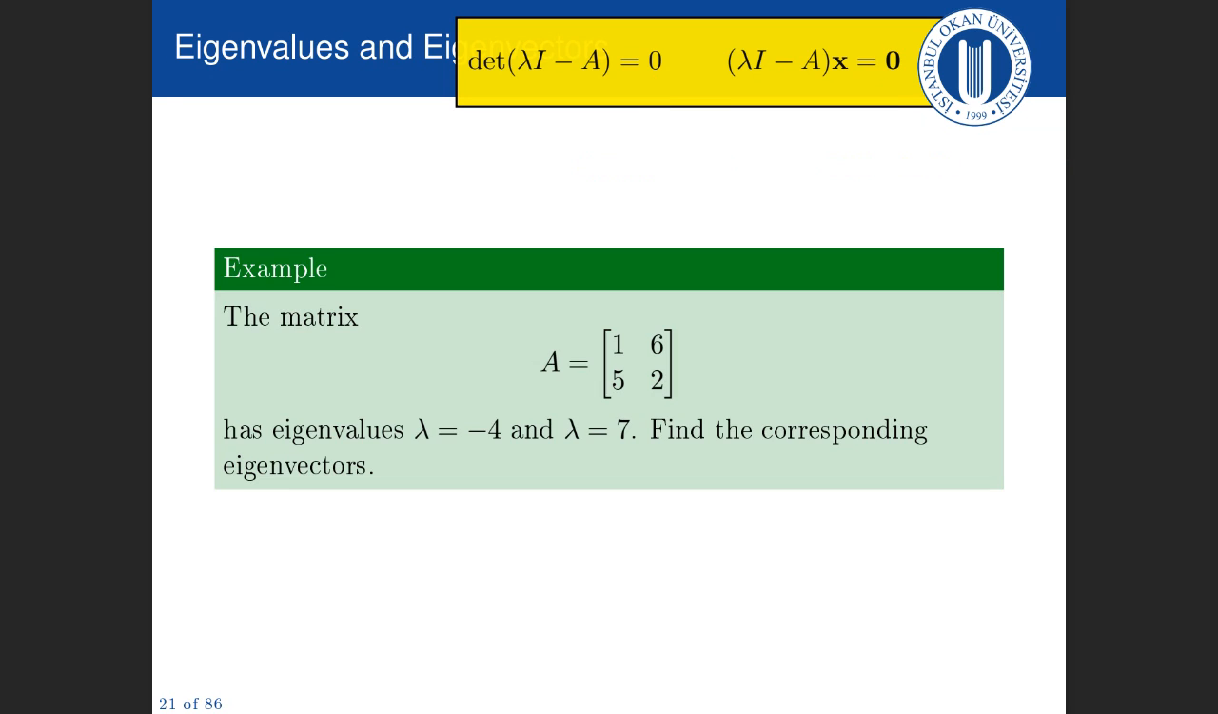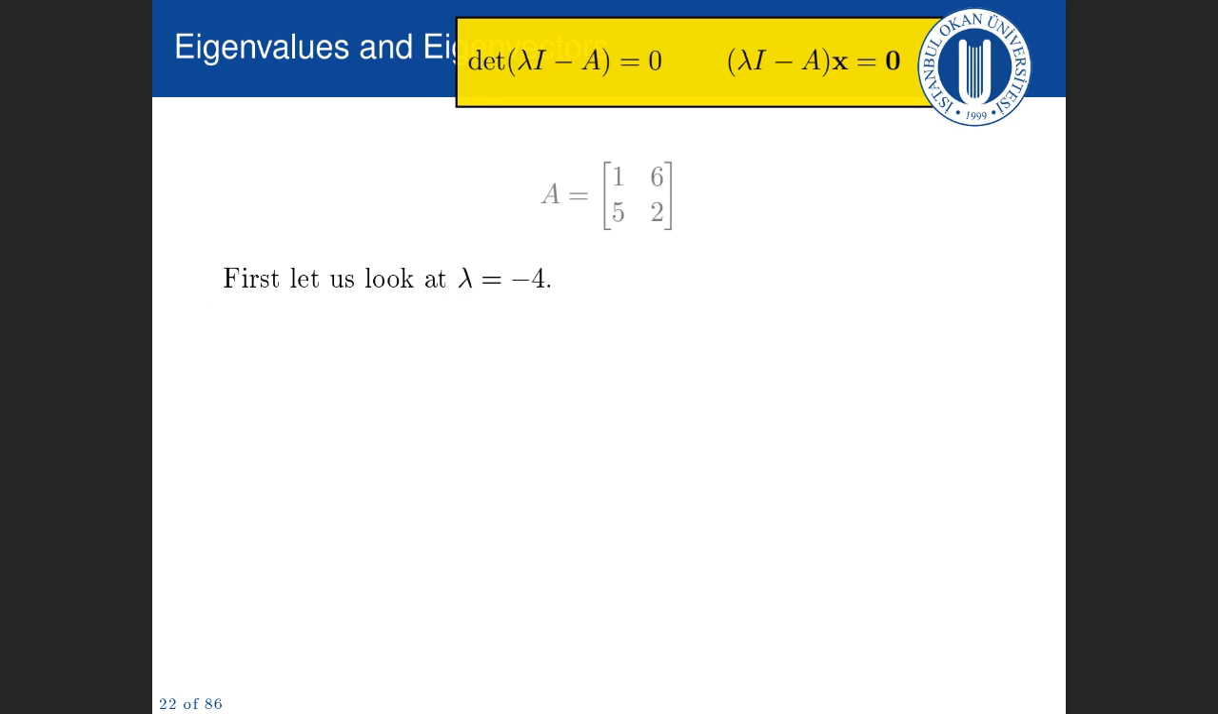Okay, let's do an example. This question tells us that the matrix 1, 6, 5, 2 has eigenvalues -4 and 7, and then we're asked to find the corresponding eigenvectors. So we're going to need to do this twice. First, we're going to do it for -4, and then we're going to do the same idea, but for lambda equal to 7. So first, let's look at lambda equal to -4. We want to take the second equation and we want to put -4 in here.